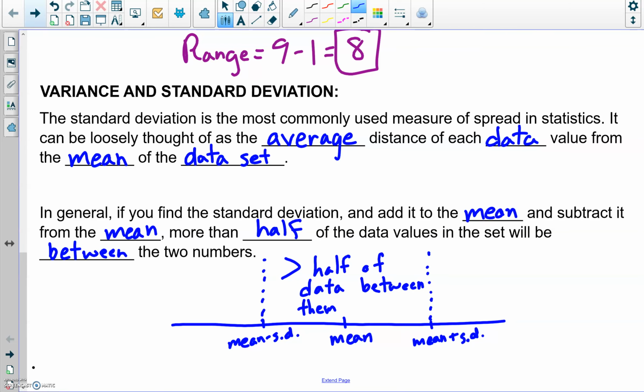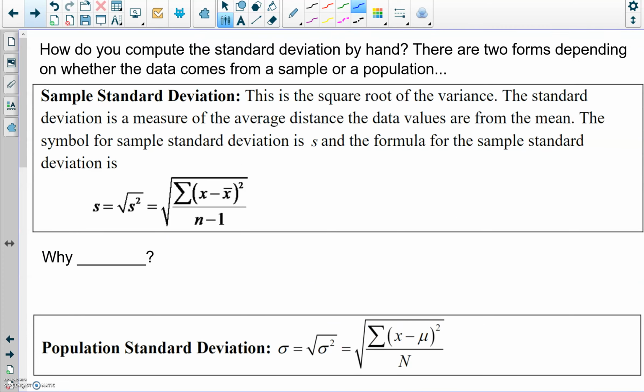Okay, so how do you compute the standard deviation by hand? Well, thankfully, we're not going to do this really by hand in this class. I'm going to show you how to do it on Desmos here very shortly. But there are two forms that you have to be aware of. Even if you're doing it by hand or technology, you got to make sure that you understand which type of standard deviation you're looking for. There's one that comes from a sample or one that's based on a population. And remember, samples and populations are different, and we treat them differently in statistics with a lot of the calculations we do.